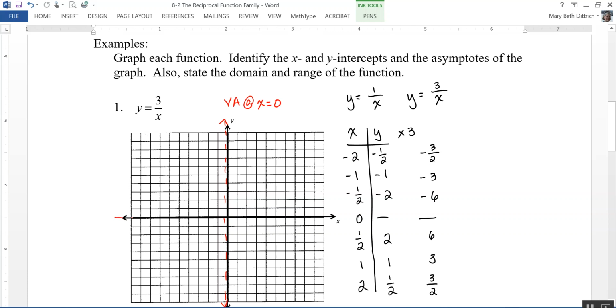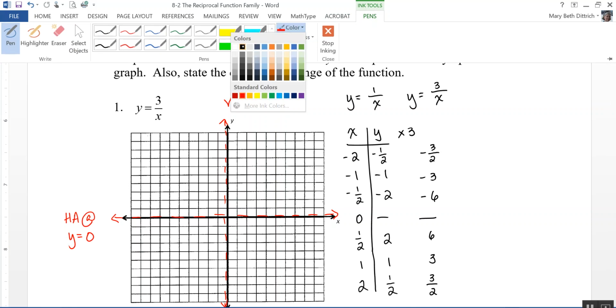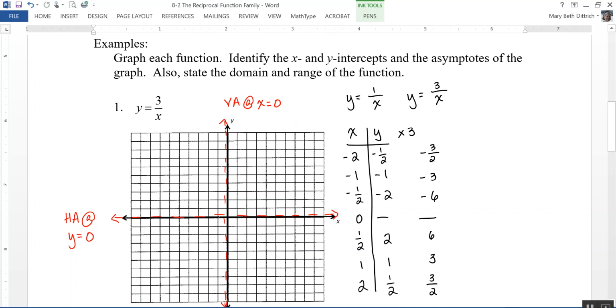I'm going to have a horizontal asymptote at y equals 0 because there is no value of x that I can put in there that's going to make y 0. So my horizontal asymptote is going to be at y equals 0. Let's go ahead and plot some points now. I have negative 2, negative 3/2, negative 1, negative 3, and negative 1/2, negative 6.